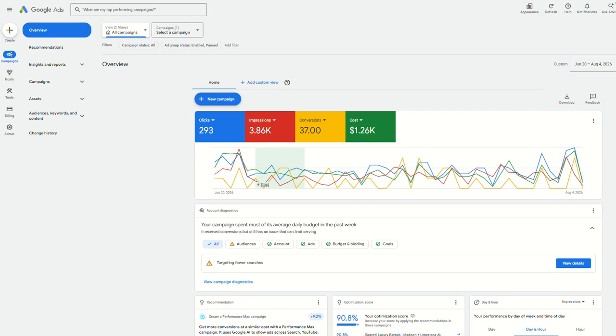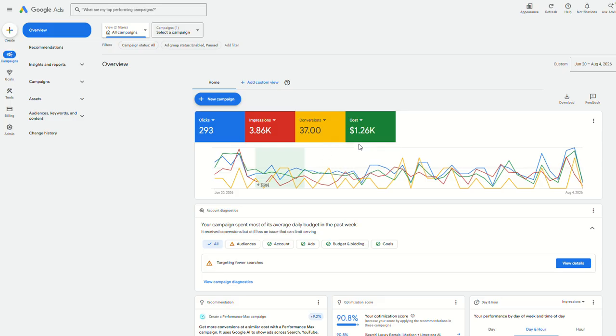I just spent over $1,200 on Google Ads to generate rental leads, and I want to show you exactly what happened. We generated 293 clicks, 37 conversions. This is my real dashboard. This is not any screenshot. And we have spent about $1,260.